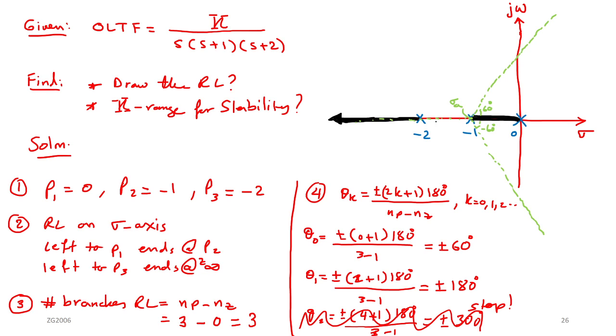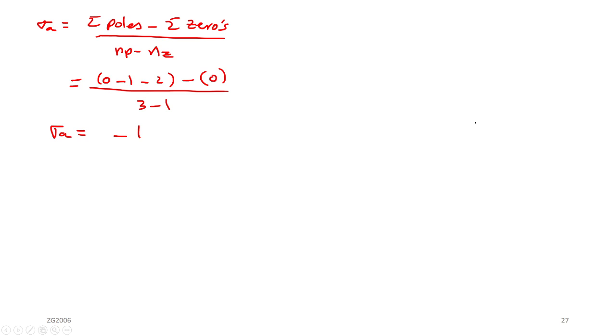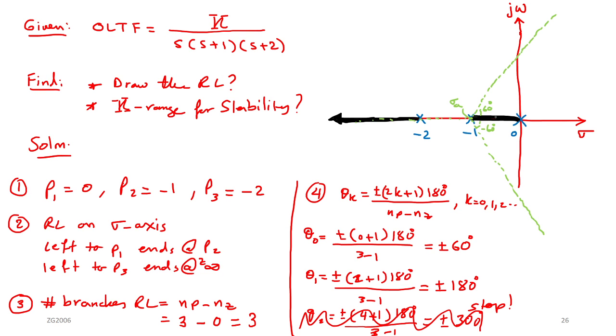Why? Because between minus 1 and minus 2, there is no root locus. So how are you going to break away for a branch where there is no root locus? So the breakaway point must be between 0 and minus 1. Okay? So I'm going to estimate, as an estimation, in the middle. The breakaway point is in the middle.